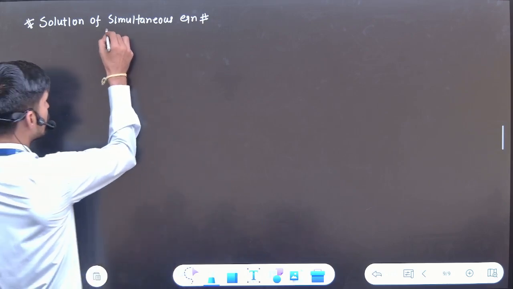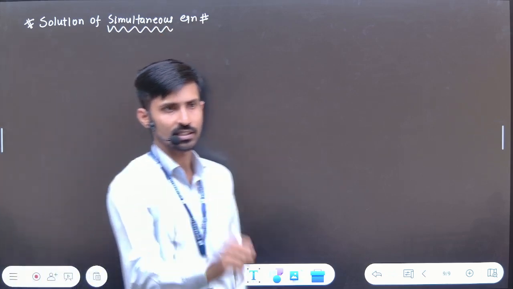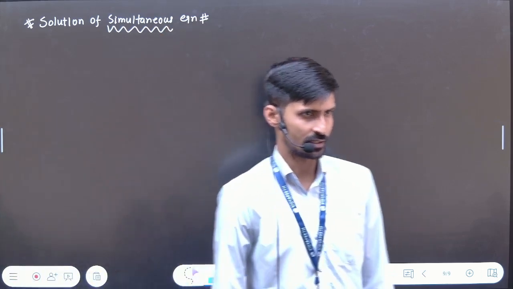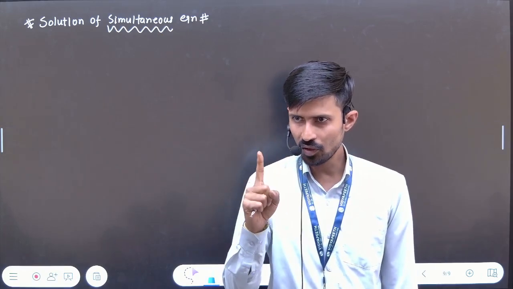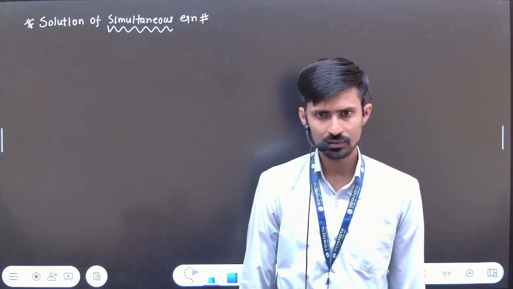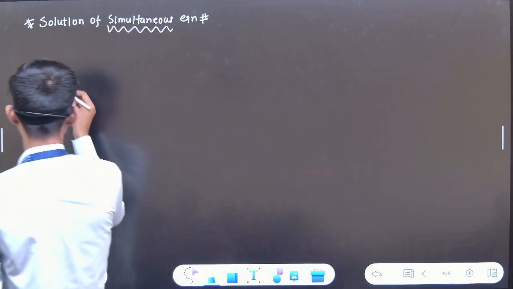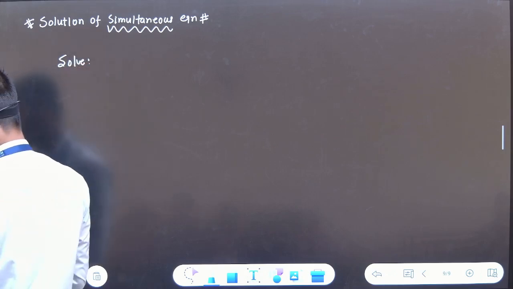Simultaneous equation means, do you know when we use simultaneous? When two things are there, then we use simultaneous. For one object, we don't use simultaneous. Okay? So I will directly write the question. I will write: solve.